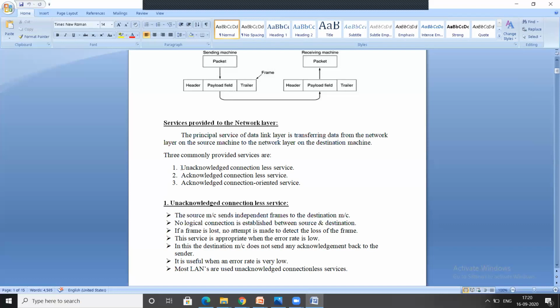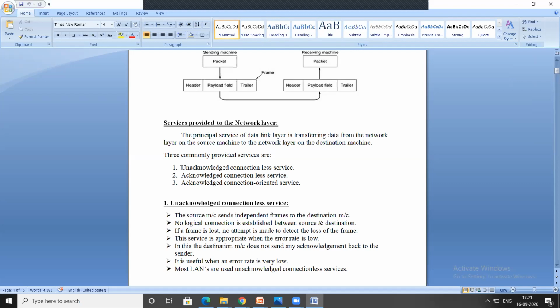Then what about connectionless service? Connectionless means there is no logical connection established between source and destination. If a logical connection is established between source and destination, it is said to be connection oriented service. If there is no logical connection between source and destination, it is said to be connectionless service.